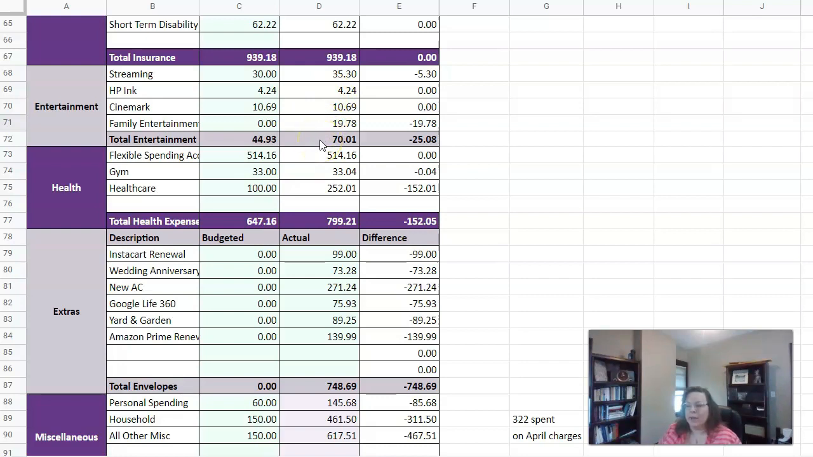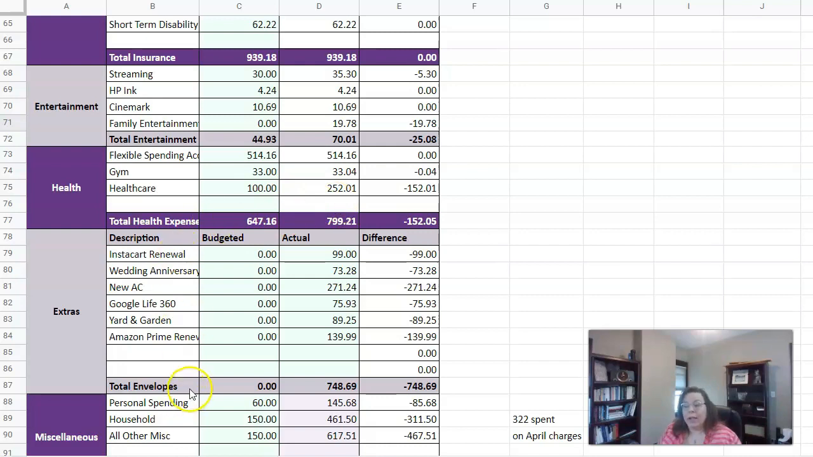bringing the total to $70, which was $25 over what we planned. In health, we had $514 go to our flexible spending accounts, $33 to the gym, and $252 to healthcare, bringing the total to $799, which is $152 over. And you'll see that it's all in this healthcare line. There were medical bills that came up that neither FSA could cover. Yeah, that's how that happened.